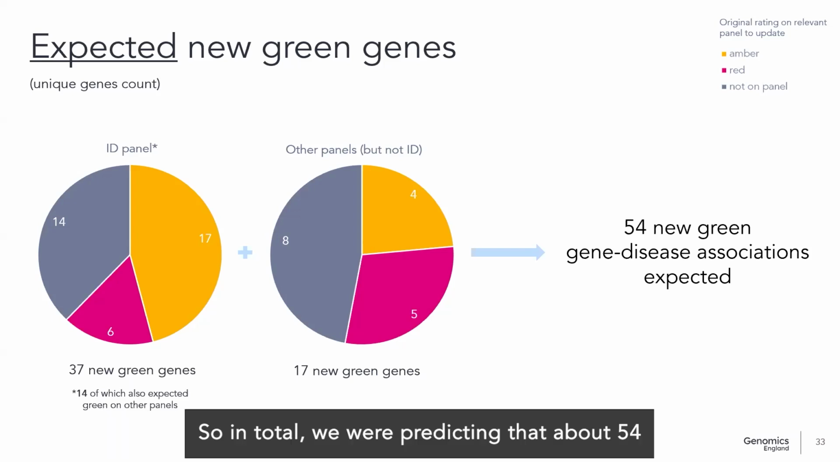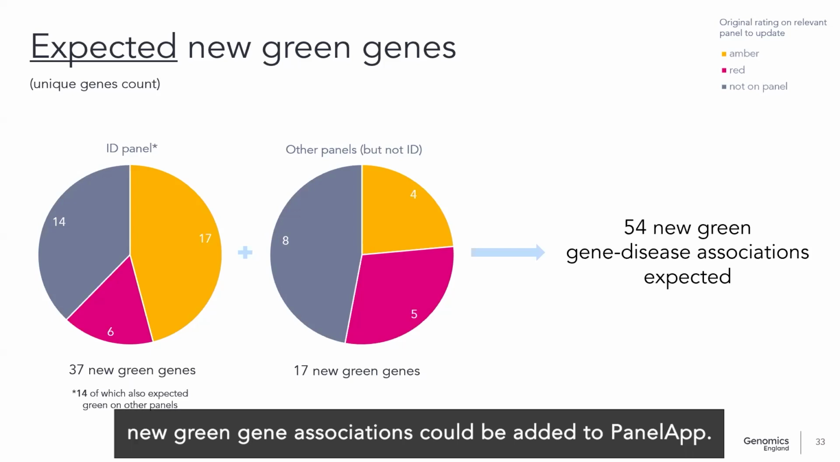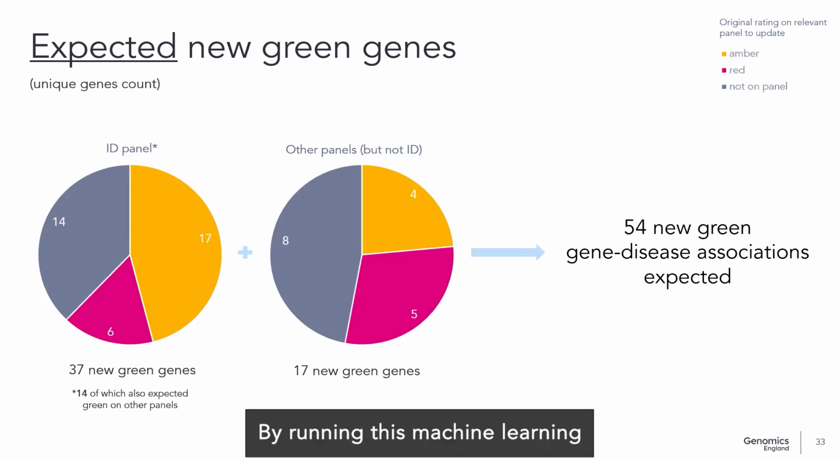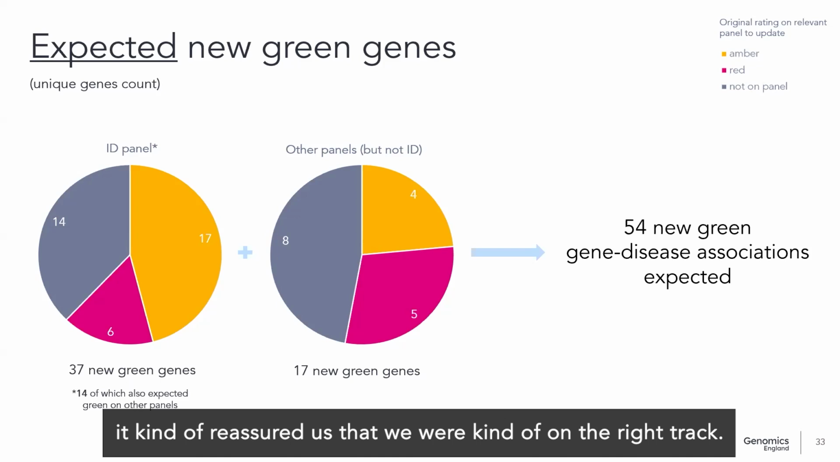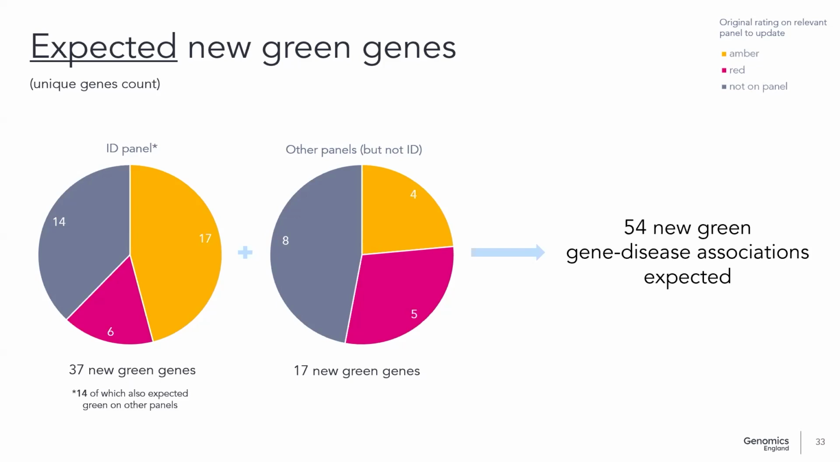In total, we were predicting that about 54 new green gene associations could be added to PanelApp by running this machine learning pipeline for about 6 months. So it reassured us that we were on the right track.